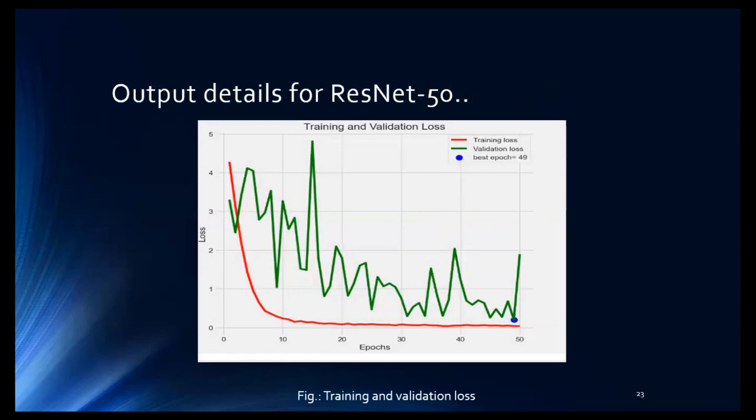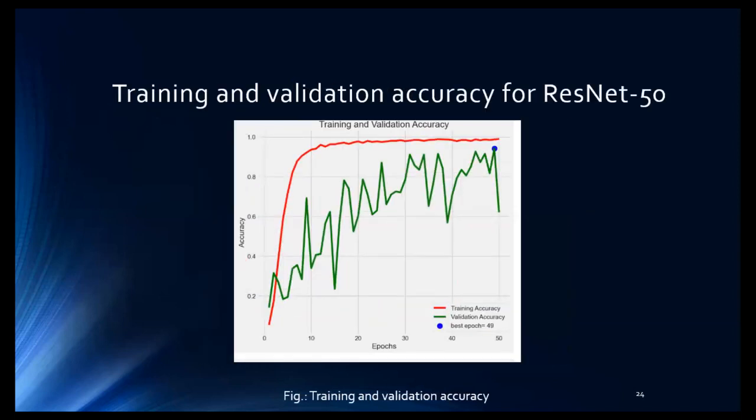Here is a graph of training and validation loss for the BanglaLekha 64 dataset. As we mentioned earlier, ResNet 50 is giving good results, so we included the training and validation loss graph. Then the best epoch is 49, in terms of training and validation loss and also training and validation accuracy. Epoch 49 is giving a good training and validation accuracy rate here.